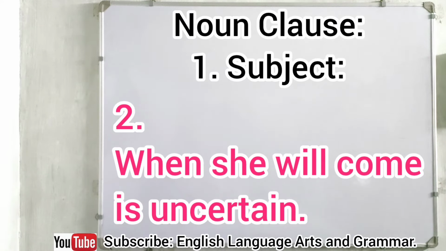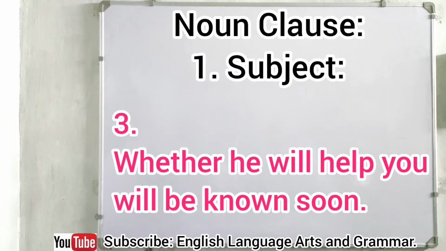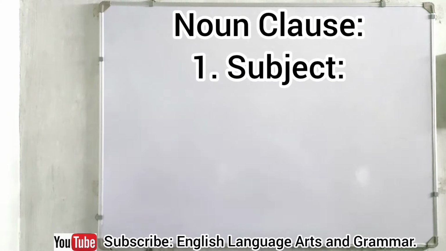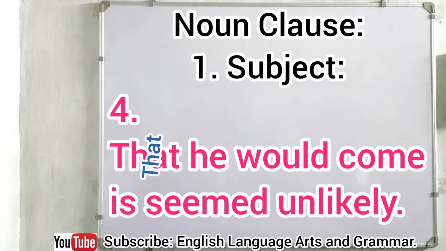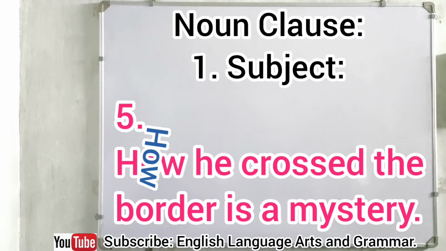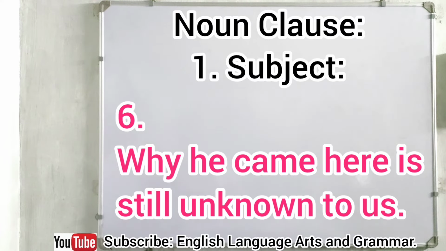Example 2. When she will come is uncertain. Example 3. Whether he will help you will be known soon. Example 4. That he would come seemed unlikely. Example 5. How he crossed the border is a mystery. Example 6. Why he came here is still unknown to us.